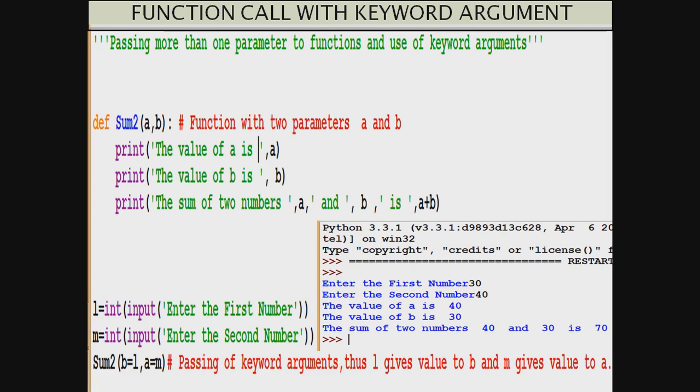anytime we want. If I want to put a value to the second variable in the parameter list first, we can write B is equal to L here. So B is going to get the value first, and the value of L goes to B. And if I write A is equal to M, A being first in the parameter list, even then it is going to get a value after B has got a value. And what would it get? It would get M as its value.